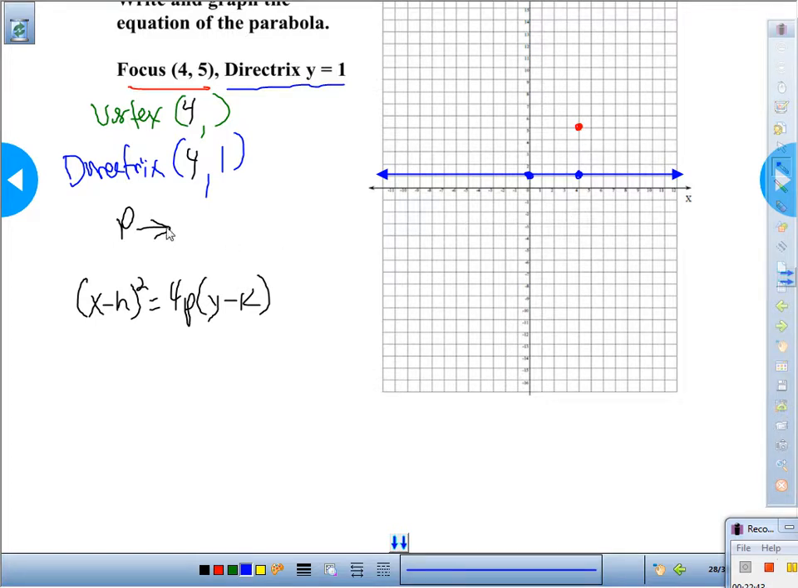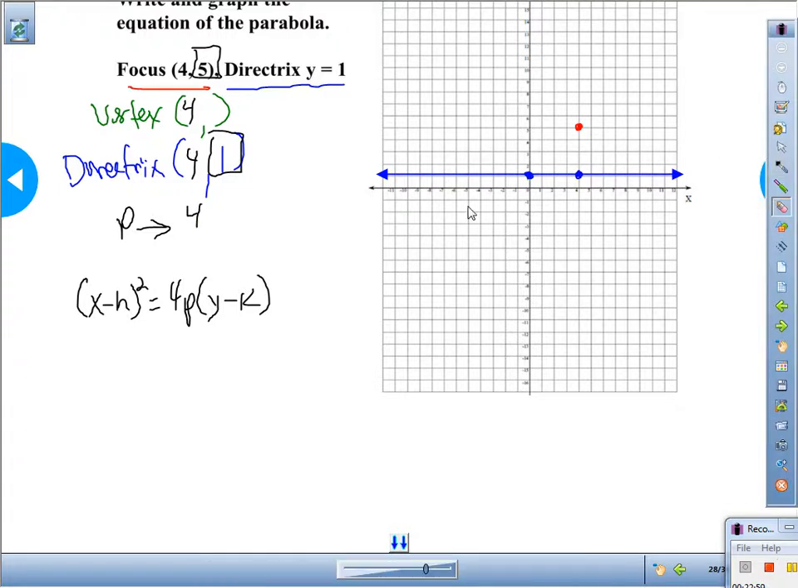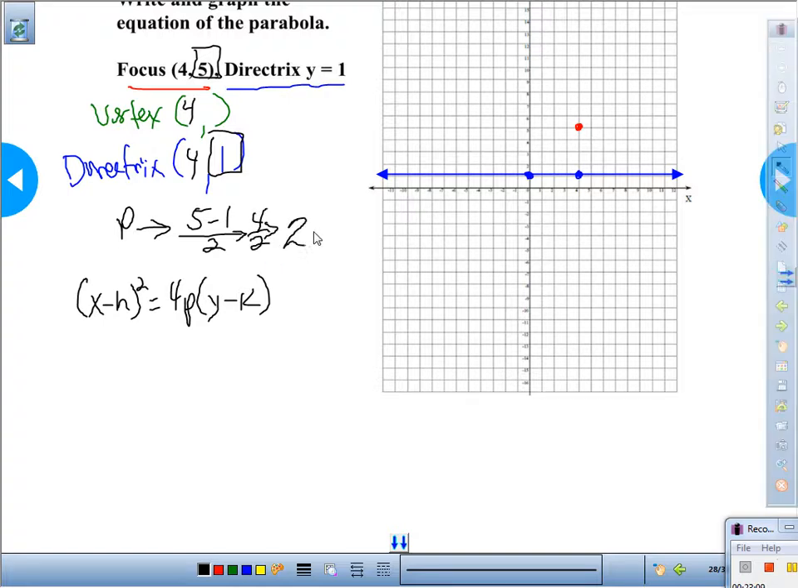All right, let's find P. How do we find P? Take the y value of the focus, the y value of the directrix, 5 minus 1, and divide by 2. 4 divided by 2, so P is 2. Yes? Because between the focus and directrix, there's a midpoint. Is that correct? Yes? And between the focus and the midpoint is one distance, and from the midpoint to the directrix is another distance. So that's why we need to divide by 2.